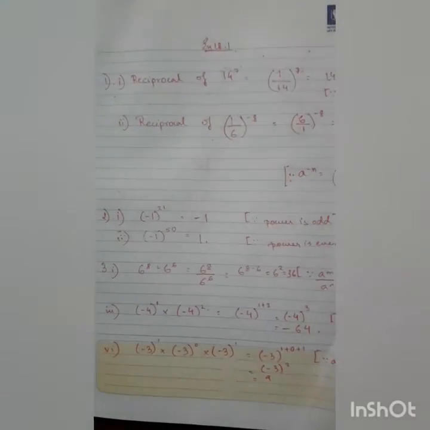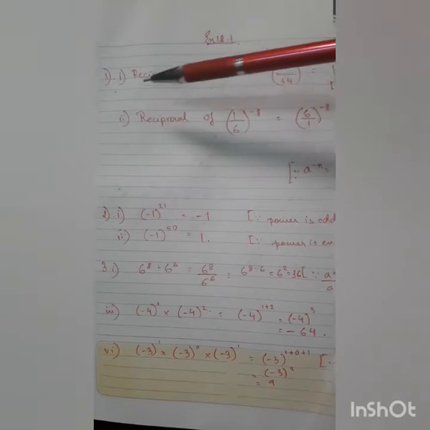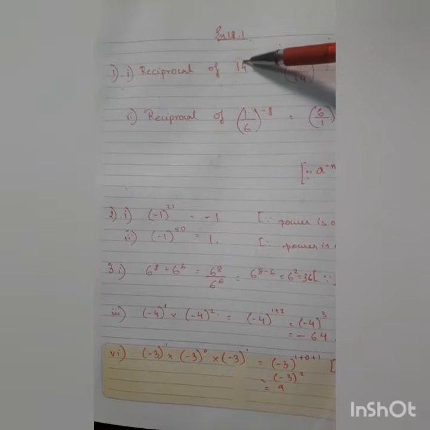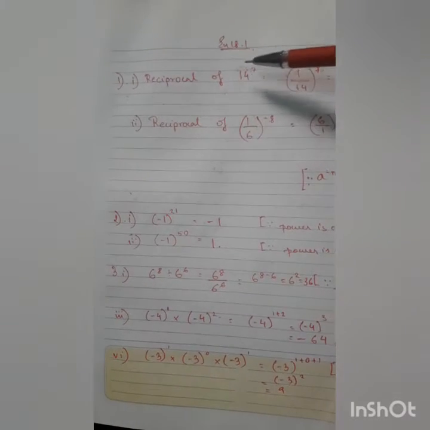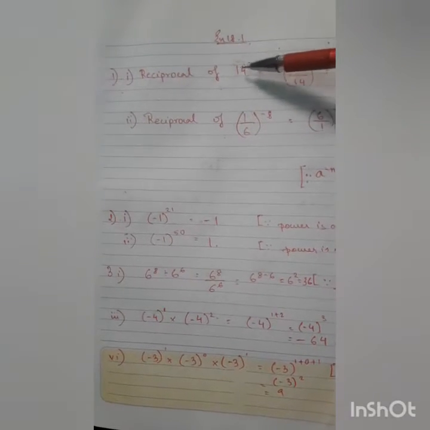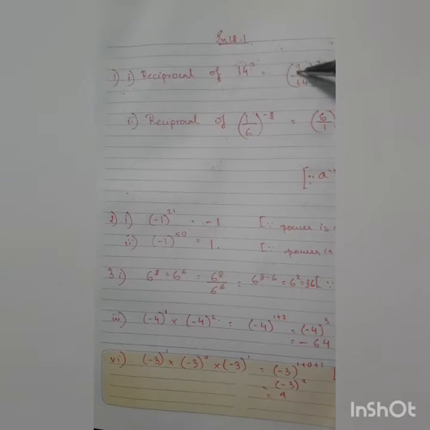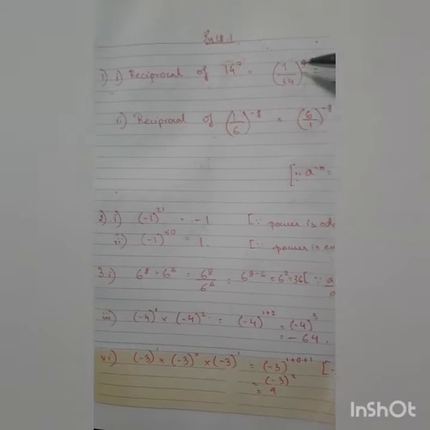Question number 1 part 1. Reciprocal of 14 to the power of 7. Reciprocal means whatever the base is, here the base is 14, it is going to turn upside down. That is, it will become 1 by. So 14 to the power of 7 is there. So 14 will become 1 by 14. Power will remain same as it is.